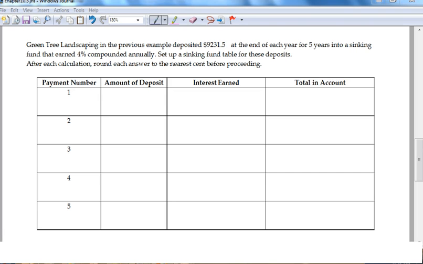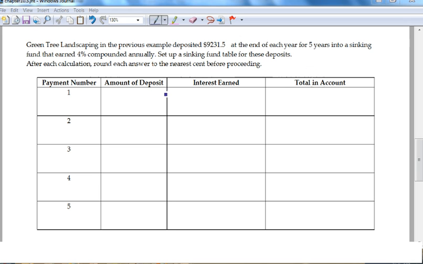previously deposited $9,231.50 at the end of each year for 5 years into sinking funds that earn 4% compounded annually. And they did that because they needed $50,000, even though making this payment 5 times will give them less than 50, so they're going to make some interest. So in this question here, set up the sinking fund table for this deposit.